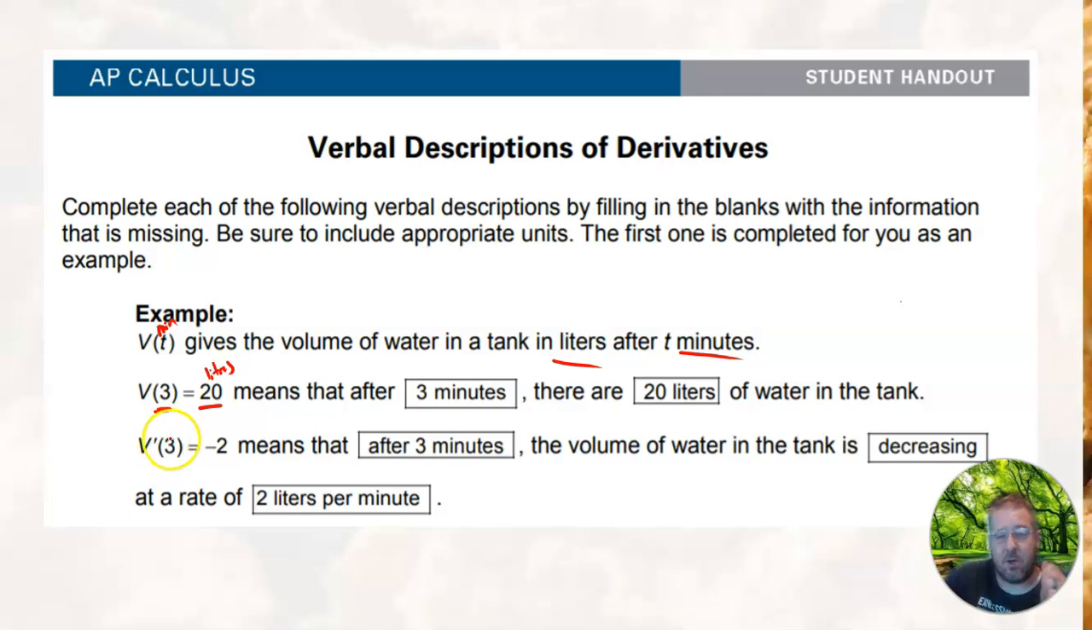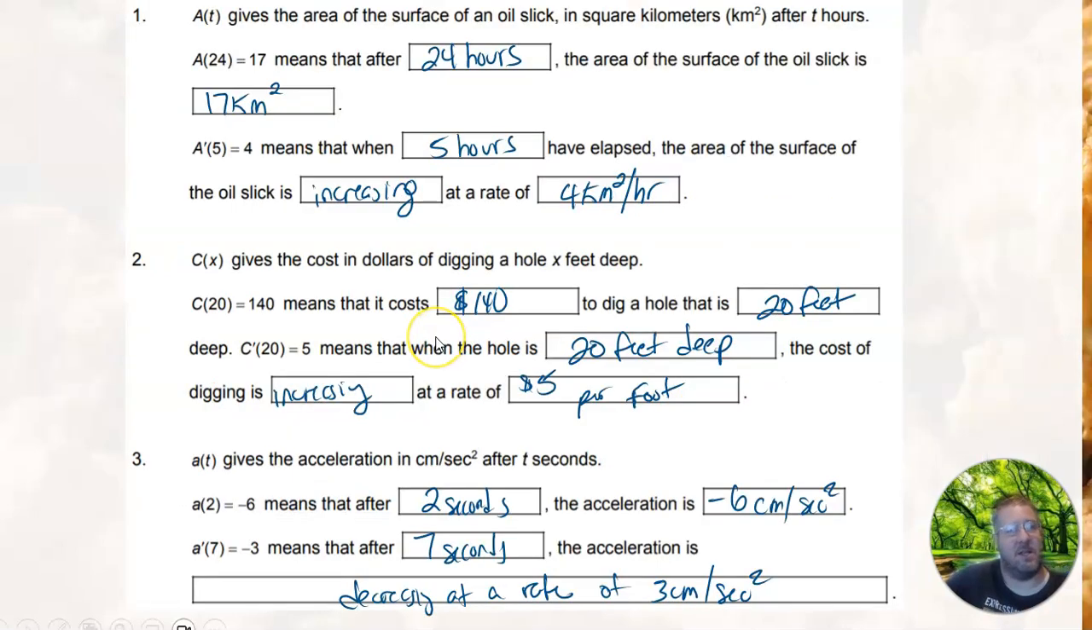All right, so this is the rate of change. So at the instant, at 3 minutes, it's decreasing by 2 liters per minute. Perfect. It's pretty much exactly what I just said a second ago.